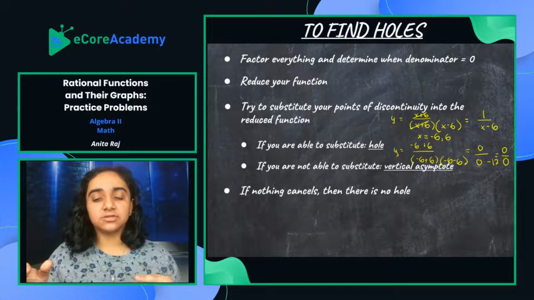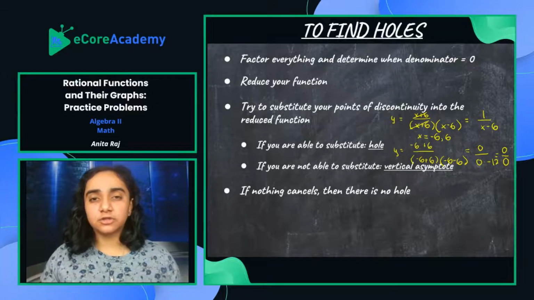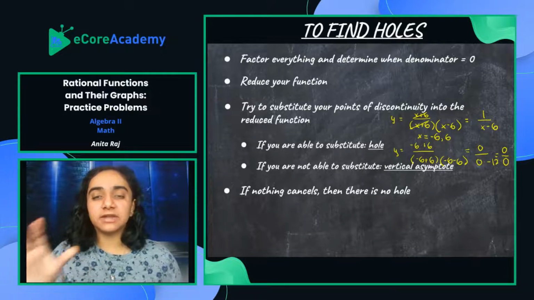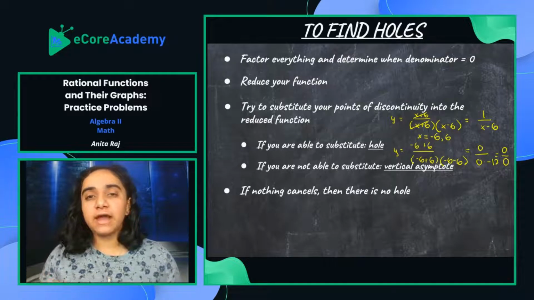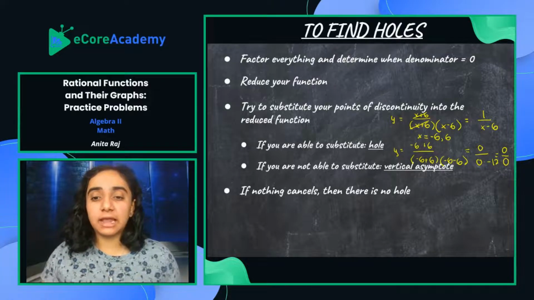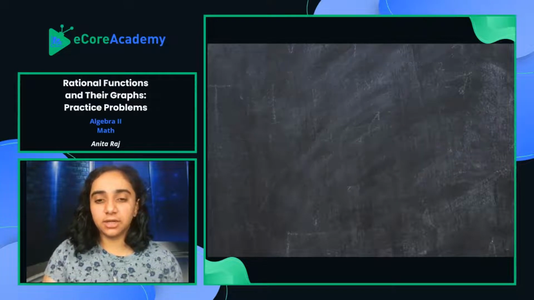And if nothing cancels out, then there is no hole, meaning when we reduce the function, we factor those two polynomials. If nothing cancels out, let's say in the numerator we didn't have an x plus 6, let's say we had an x plus 3 in this case, then there would be no common factors, there would be no canceling out, meaning there is no hole. There's just going to be two vertical asymptotes because of the two factors in the denominator.